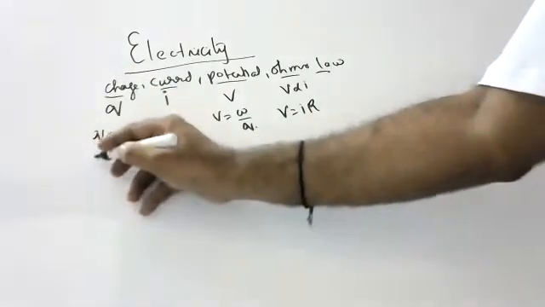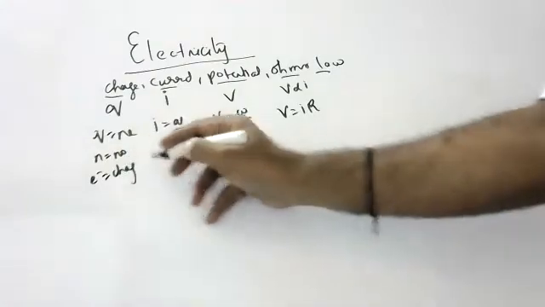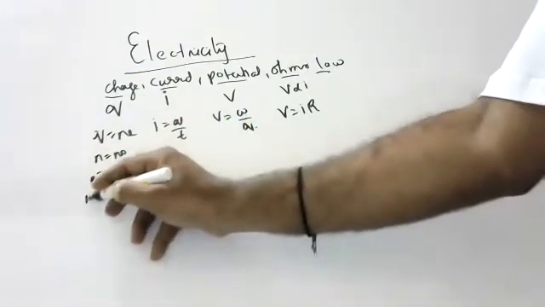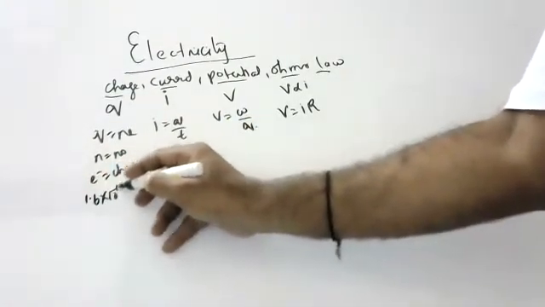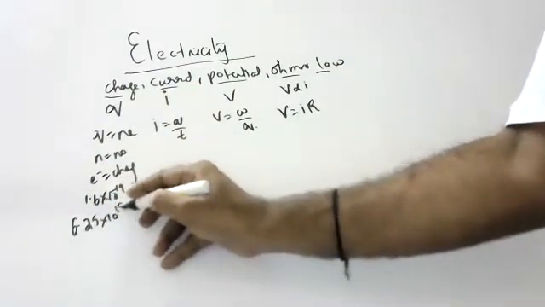N is equal to the number of electrons. E is the charge of an electron, 1.6 into 10 to the power of minus 19 coulombs. And 1 coulomb will have 6.25 into 10 to the power of 18 electrons, as I also told.